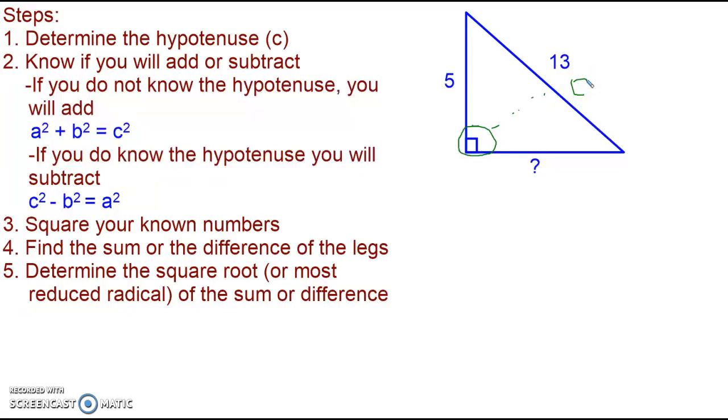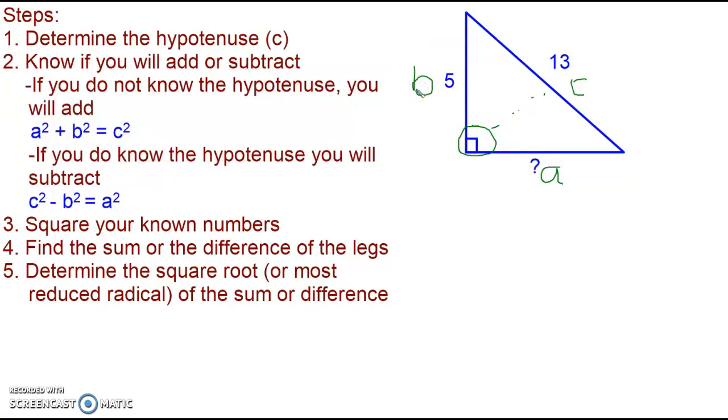Next we need to determine if we're going to be adding or subtracting. The way to know this is if we do not know the hypotenuse, we will add, and that's what you've been practicing. A squared plus B squared is equal to C squared, C being the hypotenuse. If you do know the hypotenuse, in this case we do, we will be subtracting. C squared minus B squared is equal to A squared. So the leg that we do not know is going to be A, and the leg that we do know that is not the hypotenuse is going to be B.